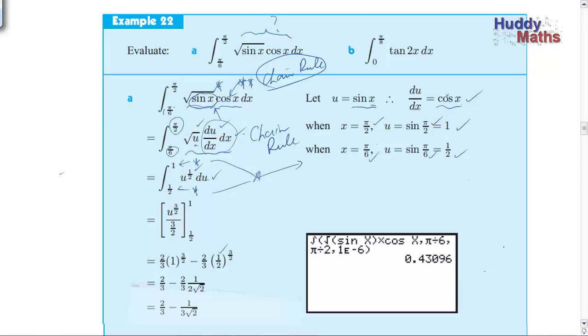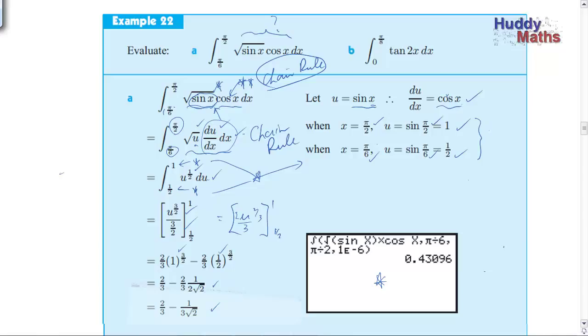Very important to change the limits. People often make mistakes here. They don't do it, or they do it incorrectly. They don't do the substitution. Okay, so then we integrate the function, divide by 3 over 2, which is equal to u to 2/3 divided by 3 over 2, multiplied by 2 over 3, a half to 1. And then substituting it in and then simplifying it. So it gives you a nice exact surd form here, whereas on the calculator it will give you a decimal form.